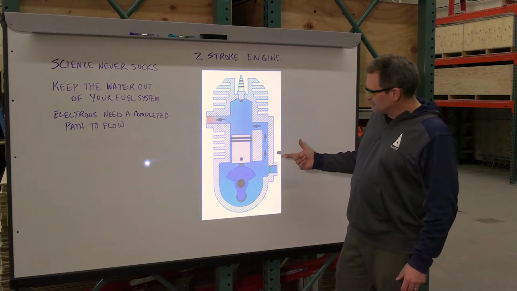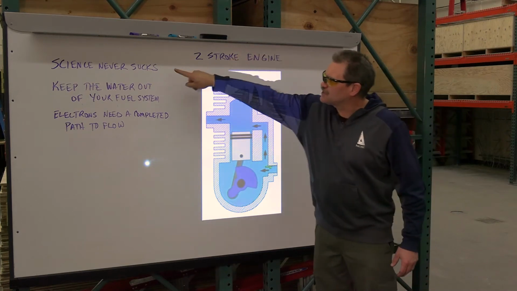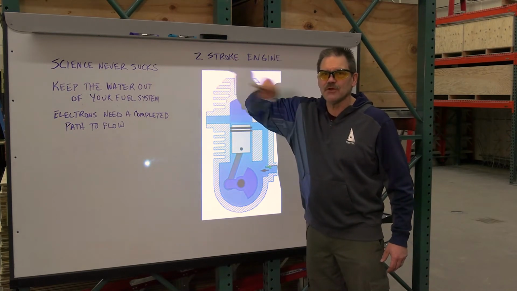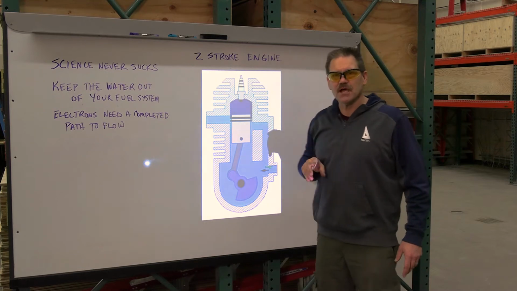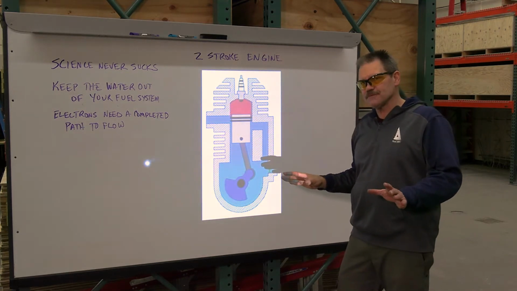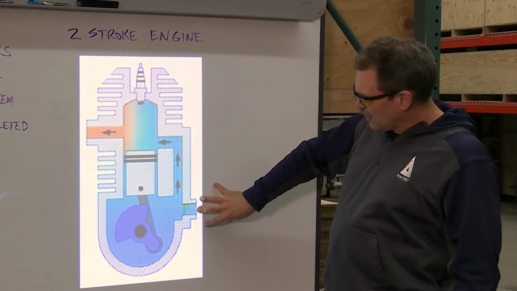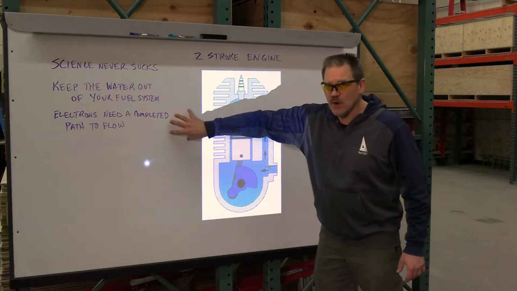The way it works with these machines, and this is one of the concepts that I would like you to stick in your head, is that science never sucks. This is all about pressure difference. Let me show you that. Out here is where the carburetor would be. The exhaust pipe would be over here.